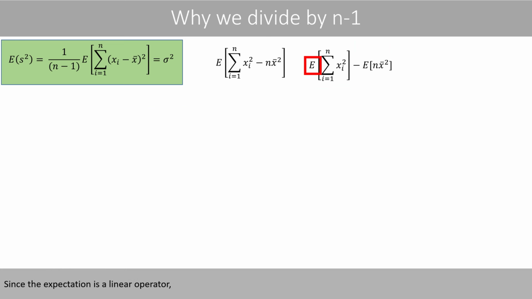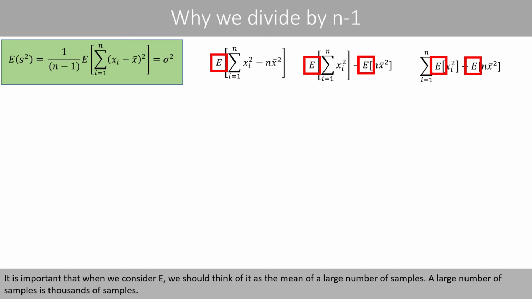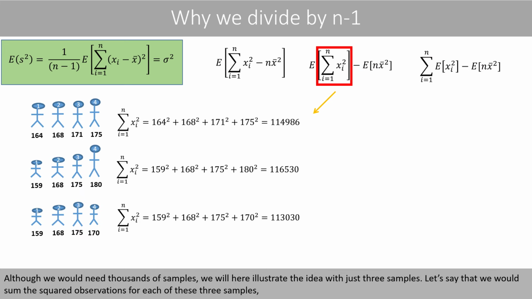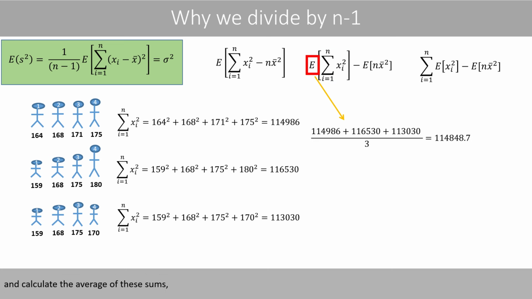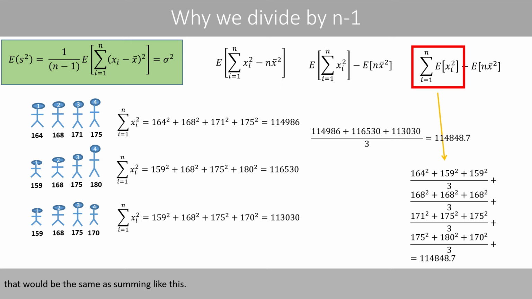Since the expectation is a linear operator, we can move E to the right-hand side of the summation notation. It is important that when we consider E, we should think of it as the mean of a large number of samples. A large number of samples is thousands of samples. Although we would need thousands of samples, we will here illustrate the idea with just 3 samples. Let's say that we would sum the squared observations for each of these 3 samples and calculate the average of these sums. That would be the same thing as summing like this.